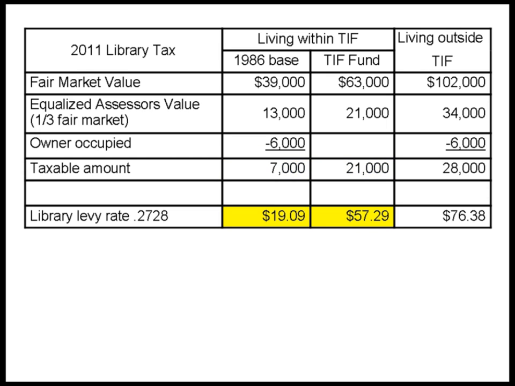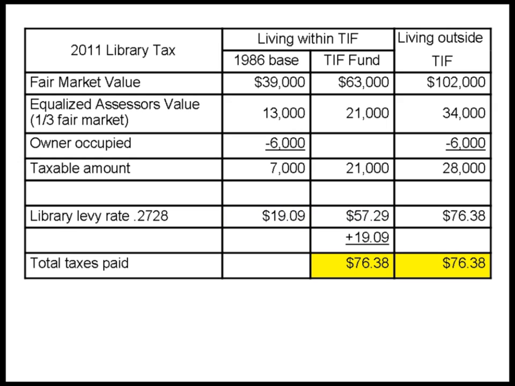Multiplying these amounts by the library levy rate of 0.2728 yields taxes of $19.09 for the library and $57.29 for the TIF. It should be noted that by adding these taxes together, you will see that both homeowners pay the same amount in taxes.